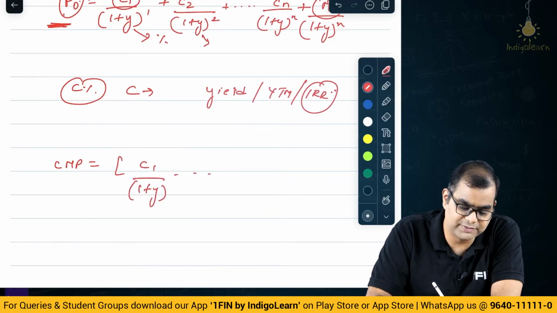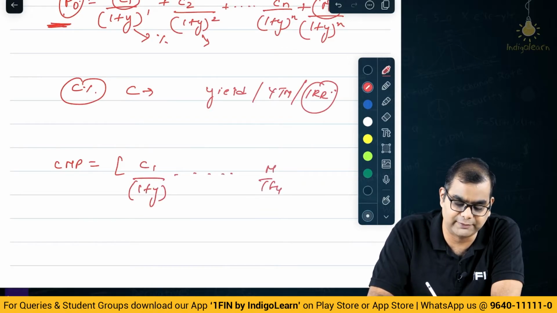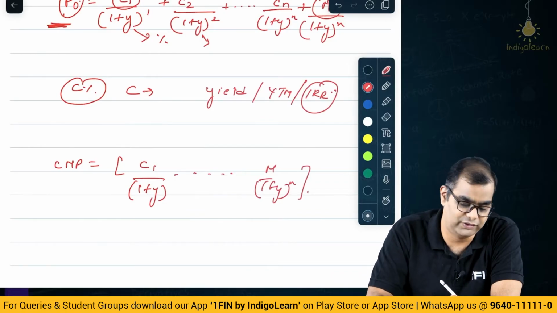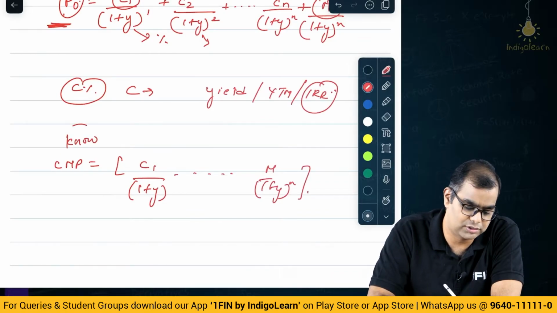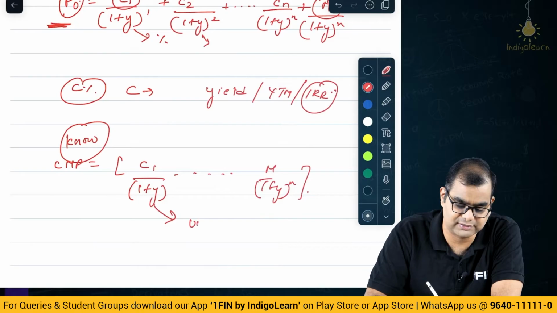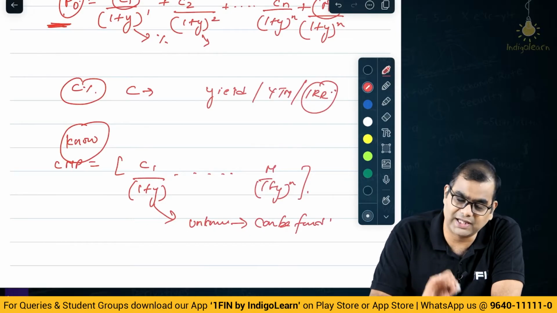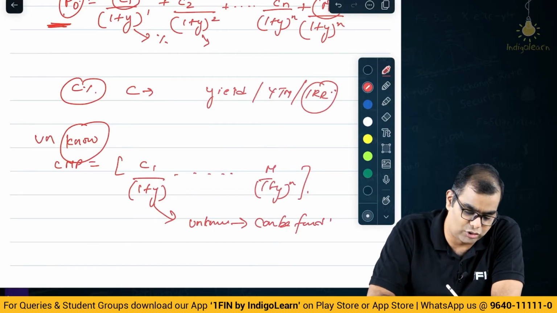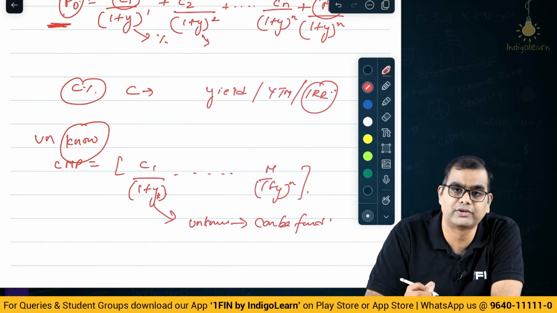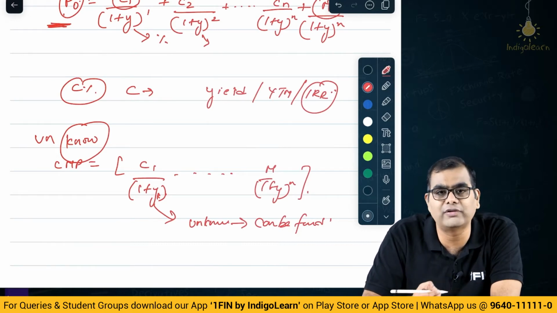you solve this particular equation to get the yield. If this is known, then you can get this. This unknown can be found out. Whereas it is the other way around, ulta. If this is unknown and this is known, then you can find out the current market price. However, if both are unknown, then what will you do?